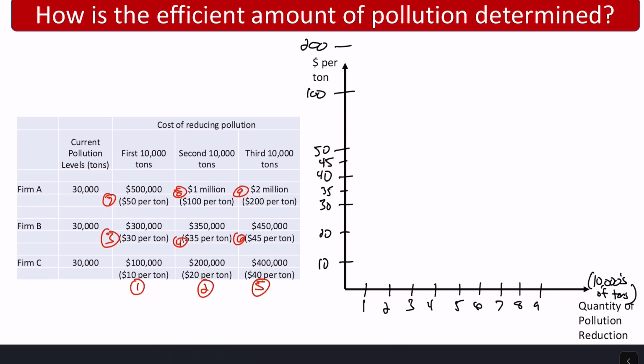So the first one is going to be that firm C, that first 10,000, and that's going to be, put a dot there for $10. Then the second one is going to be, again, firm C, at a price of $20. And so these are going to be firm C, that's doing that reduction. Now we're going to jump up to firm B. They're going to do their first 10,000 of reduction at a price of $30.